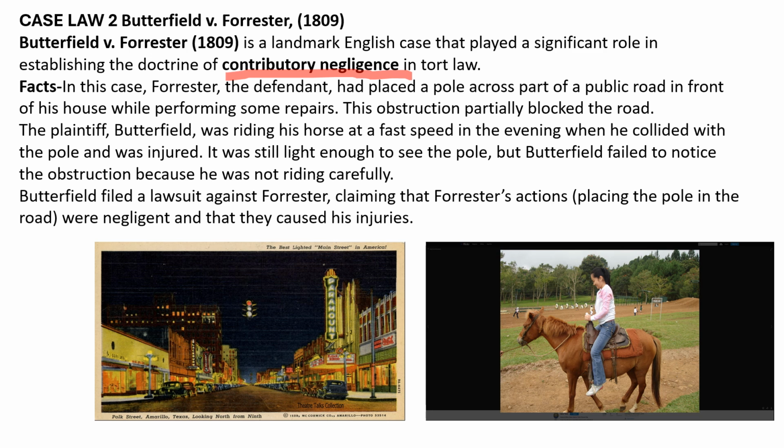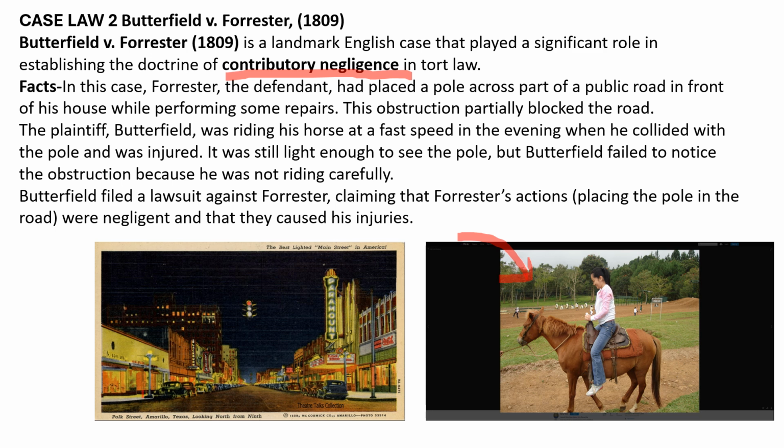The plaintiff, Butterfield, was riding his horse at a very fast speed in the evening when he collided with the pole and he was injured. It was still light enough to see the pole, but Butterfield failed to notice the obstruction because he was not riding carefully. Butterfield filed a lawsuit against Forrester, claiming that Forrester's actions, placing the pole in the road, were negligent and that they caused his injuries.